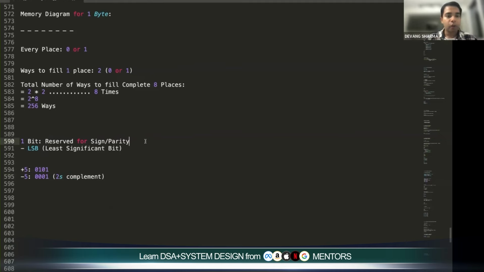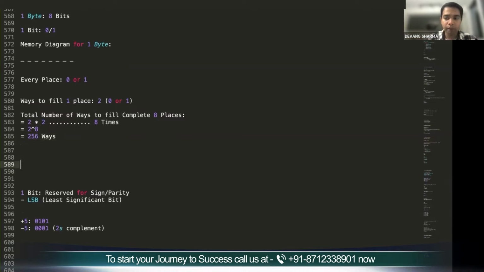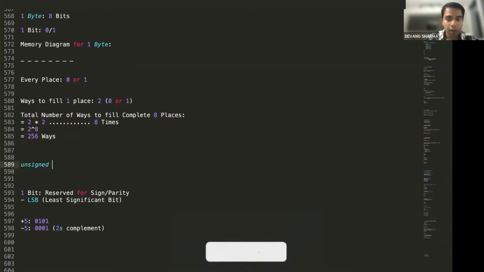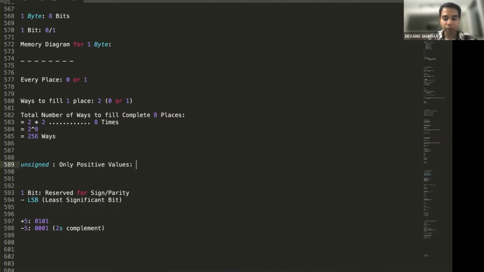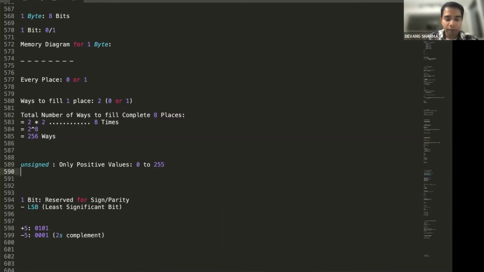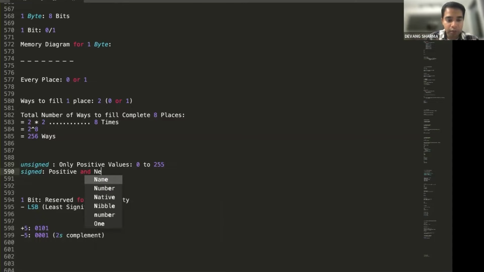The point is, you are given a total spectrum of 256 values. Out of those 8 bits, 1 bit is reserved for the parity or for the sign. What does that mean? If I am dealing with unsigned values, unsigned means only positive values, I have the entire 256 available to me. So the range will go from 0 to 255. But if I'm dealing with signed values, which contain both positive and negative values, then it will be split in half. So -128 to 127. This part crystal clear to all, yes or no?